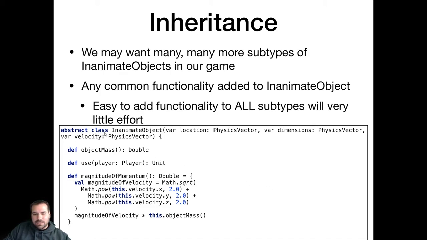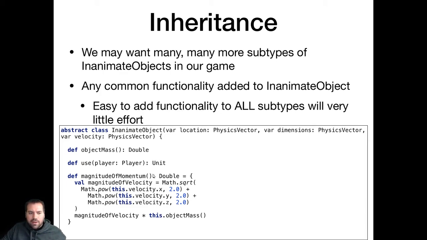And I didn't mention this explicitly in the lecture portion, but abstract classes can have definitions to their methods. Abstract classes don't have to have only abstract methods. Here we have two abstract methods and one what we call concrete method with a full definition of everything that we need in magnitude of momentum.